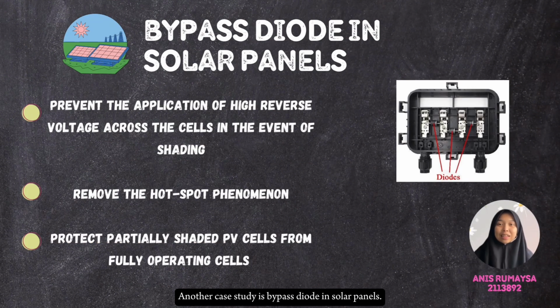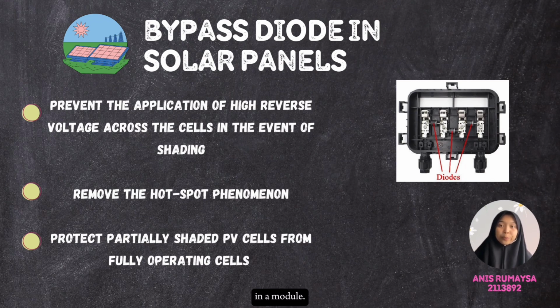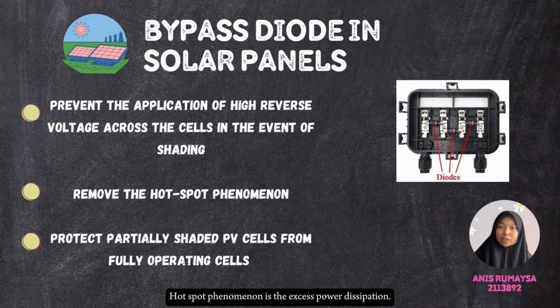Another case study is the bypass diode in solar panels. This is to prevent the application of high reverse voltage across the cells in the event of shading. Basically, it is to remove the hotspot phenomenon that could damage the PV cells and even cause fire if the incident light is not uniform at the cell surface in a module. Hotspot phenomenon is the excess power dissipation.